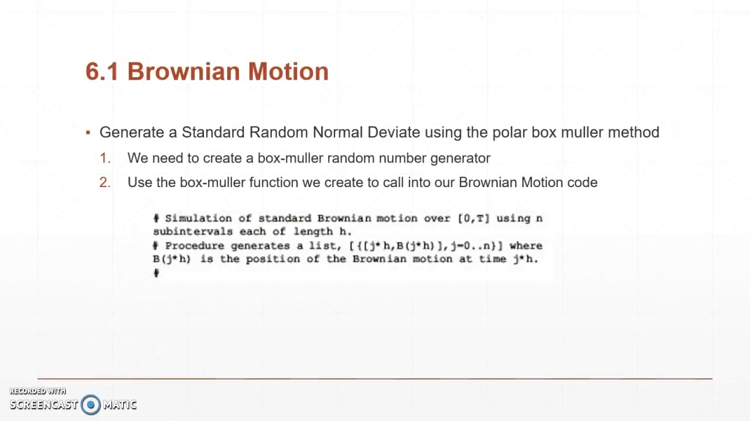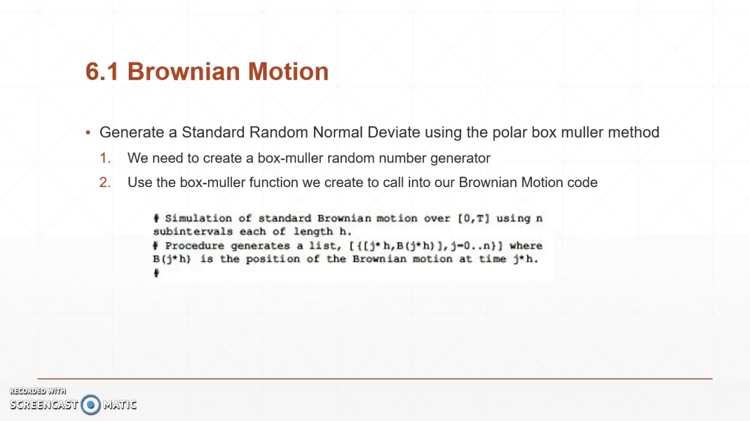So for this homework, we were asked to create Brownian motion in the realm of finances. But before we get into Brownian motion, we have to create a Box-Muller function. Based on our homework, which is in Appendix 6, the first thing we need to do before the Brownian motion is generate a standard random normal deviate using the polar Box-Muller method, but we have to create a Box-Muller function first.